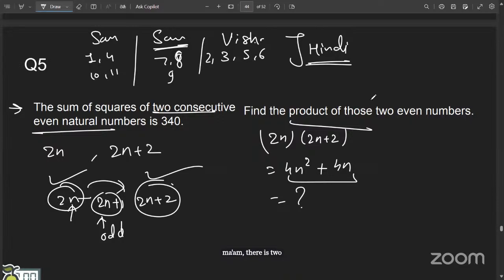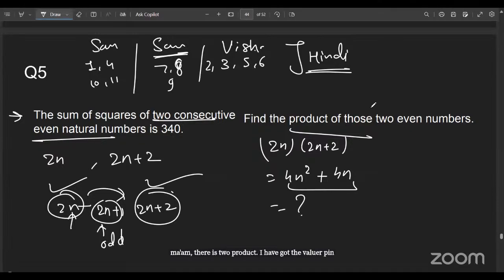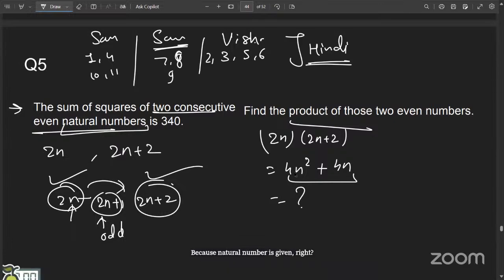Ma'am, I have got the value of n. One is minus and the other is plus. What should I do? I think you should consider plus because natural number is given, right? Yeah, two consecutive even natural numbers. So you should consider plus one. The answer is, I think, 168, ma'am.